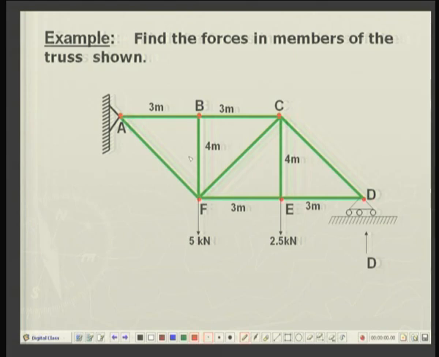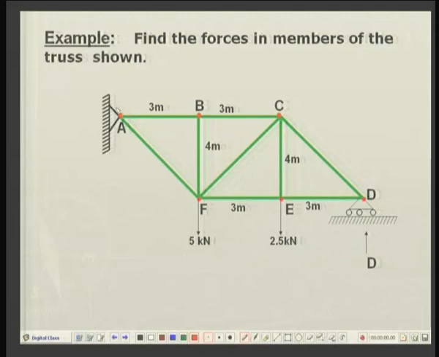And also, suppose I had put an additional member along BE, then it would become an over rigid truss, but fortunately that member is not there. We are having a just rigid truss.